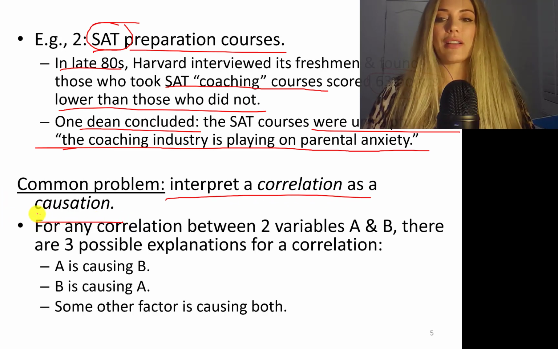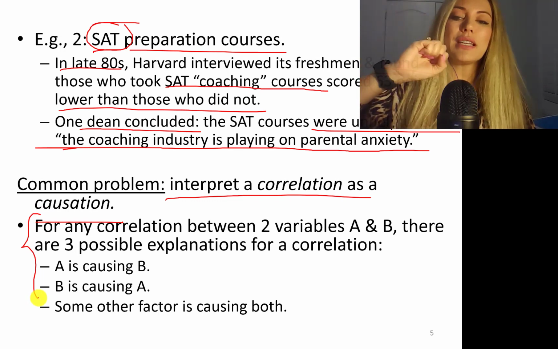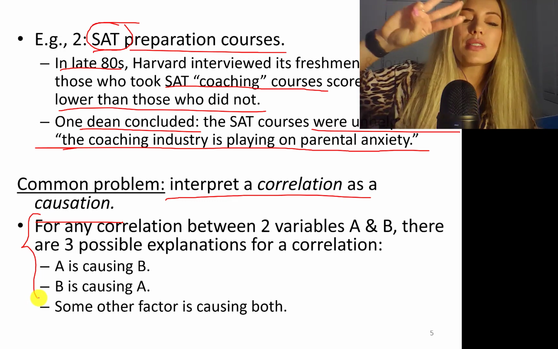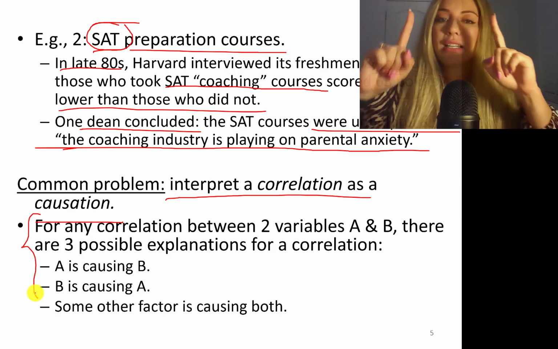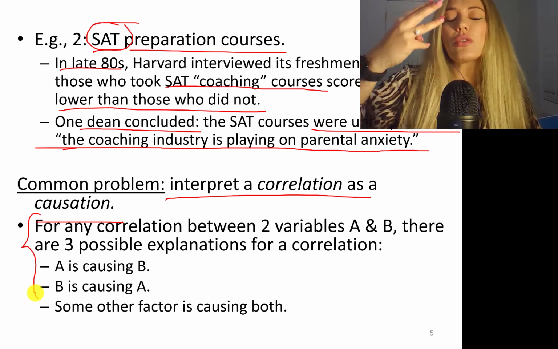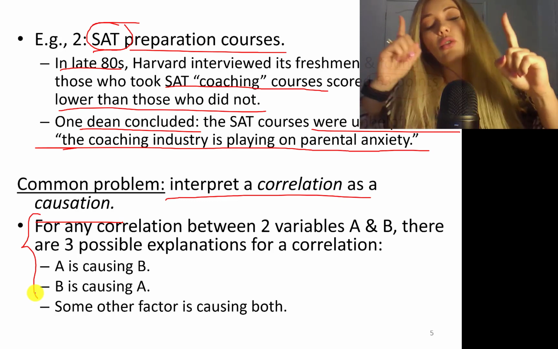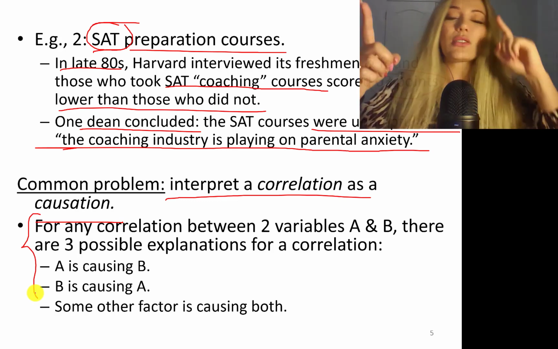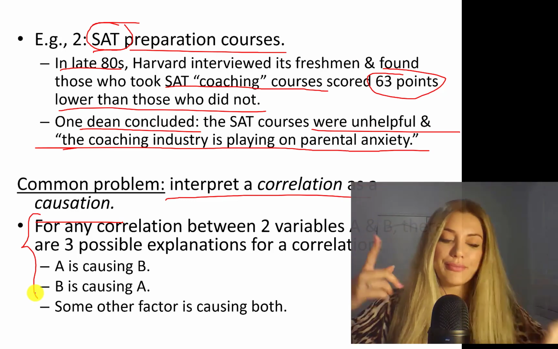This is a very important part. For any correlation between two variables A and B, there are three possible explanations for these correlations. So A and B, there is a correlation. There are three potential explanations. Either A is causing B, B is causing A, or some other factor is causing both.